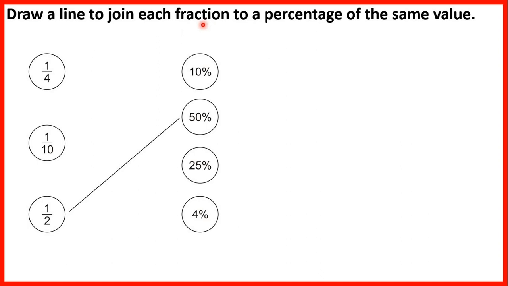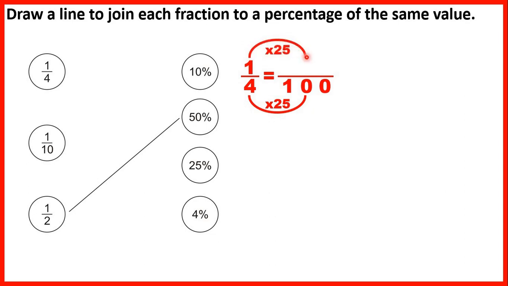Draw a line to join each fraction to a percentage of the same value. So we need to remember that percentages are fractions which have a denominator of 100. So to find an equivalent percentage for a fraction, we need to find an equivalent fraction with a denominator of 100. So for 1/4, 4 times 25 is 100, and 1 times 25 is 25.